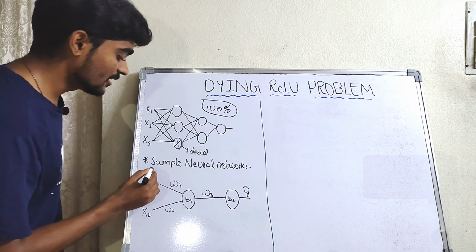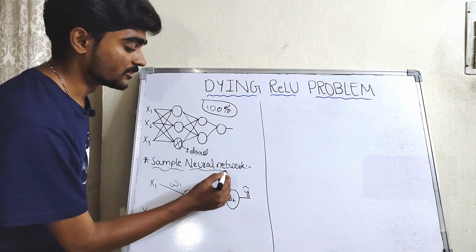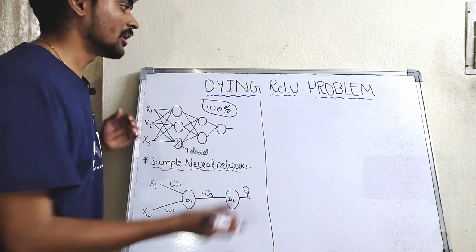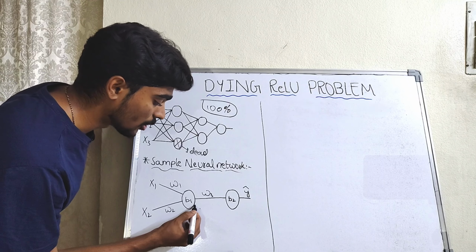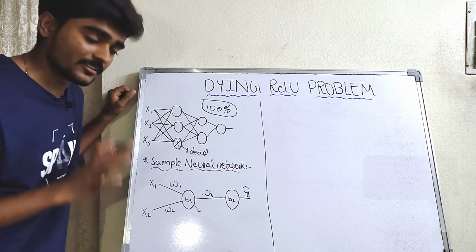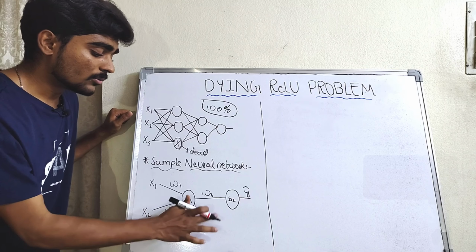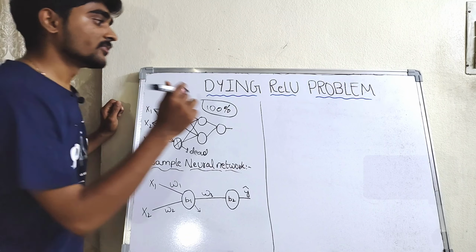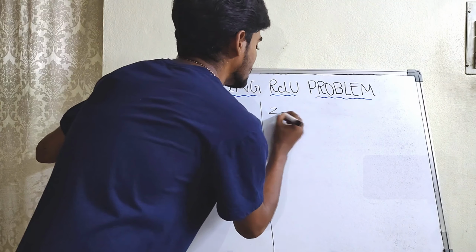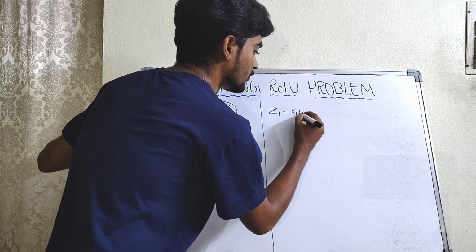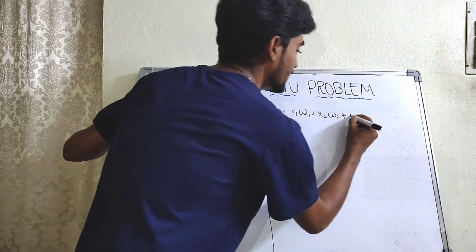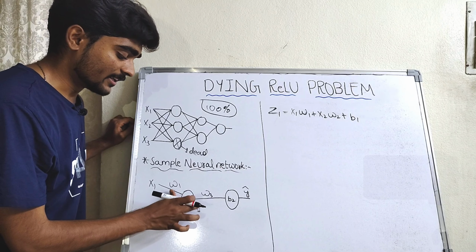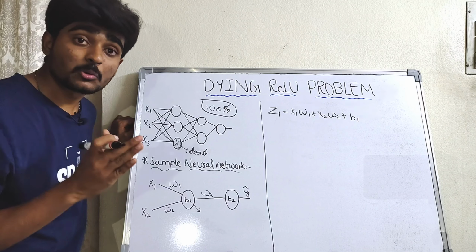Now let us see how these neurons die, and how this dying ReLU problem actually occurs. Let's say this is my sample neural network and I'll be talking with respect to this node. With respect to this node, when I calculate the weighted sum value, that is z1 = x1 w1 + x2 w2 + b1, right? Now in this hidden layer, I'm using the ReLU activation function.